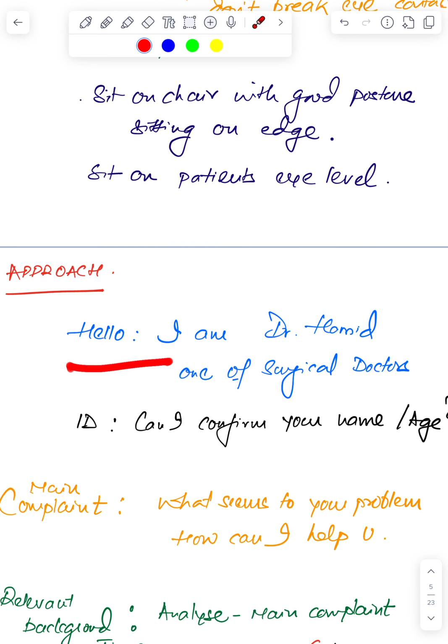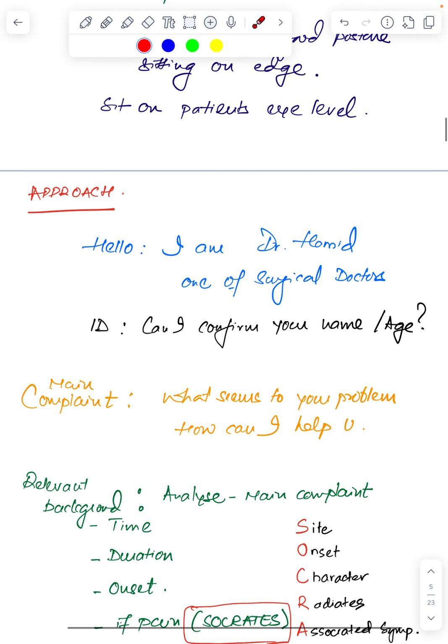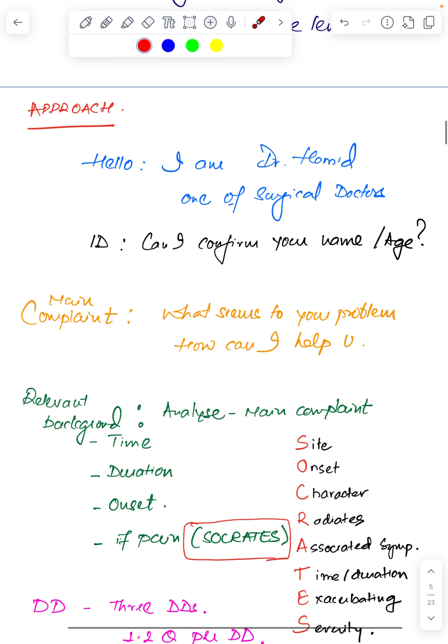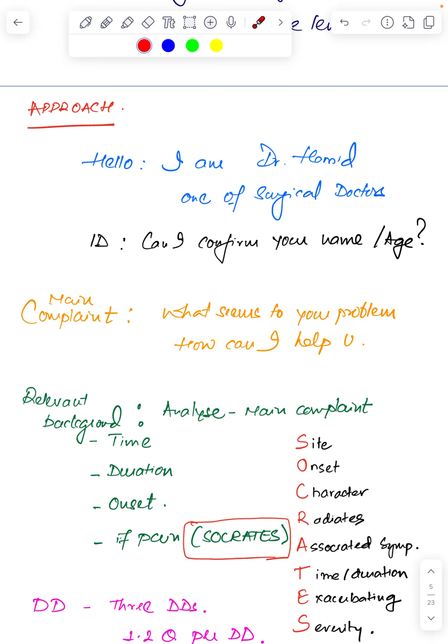First thing is to introduce yourself. Dr. Hamid, I'm one of the surgical doctors. Then immediately, can I confirm your name and age? You have to be very conscious about which patient you are going to. So first thing is the name and age. Try to remember the name, whatever the patient tells you, and around the age, 50 years, 60 years, 70 years, so you can decide what word to use: Miss, Mrs, Sir, Mr. Now you have introduced yourself as doctor, surgical doctor, and immediately we are identifying the patient. Don't waste time. Just go for name and age.